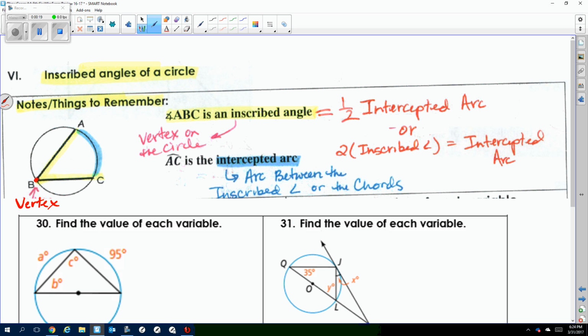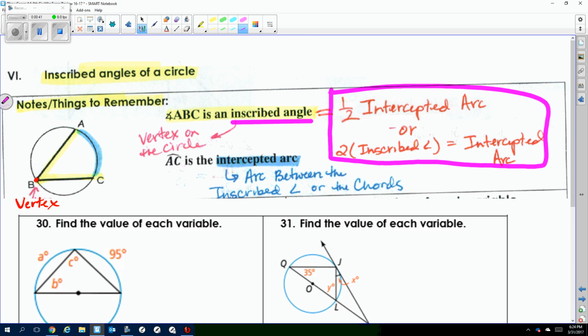And an inscribed angle also has an intercepted arc. That's the AC. That's the arc that's between the inscribed angle or the chords, okay? And there's a relationship. This is the important stuff, what I have over here. The relationship says that an inscribed angle is always half the intercepted arc, or you double the inscribed angle and it equals the intercepted arc. We're going to use that to do some problem solving.